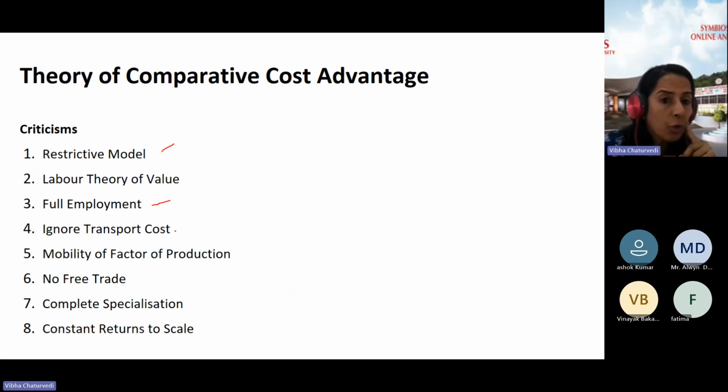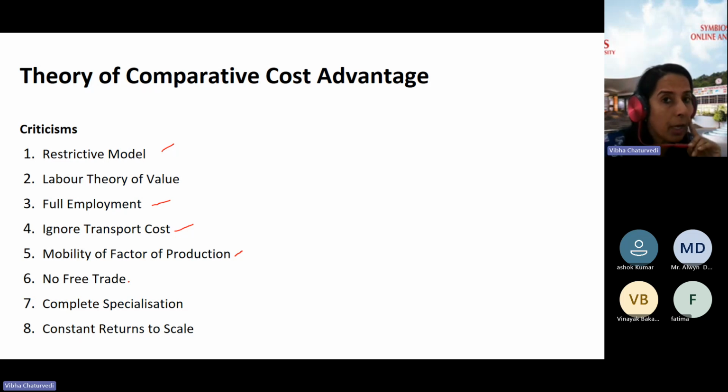It ignores transportation costs, whereas transportation costs are a major cost that countries or companies incur when they want to indulge in trade. So it has completely ignored it, and that becomes a limiting factor here. On mobility of factors of production, they have assumed perfect immobility of labor, the only factor of production they are taking here, between countries. But the truth is that labor is nowadays very mobile even between countries.